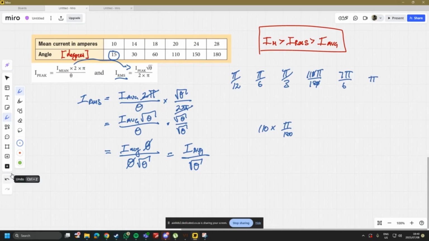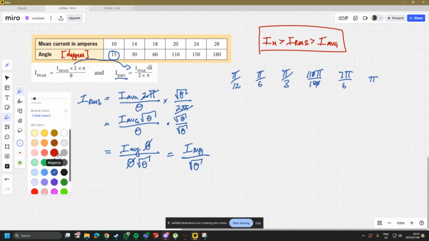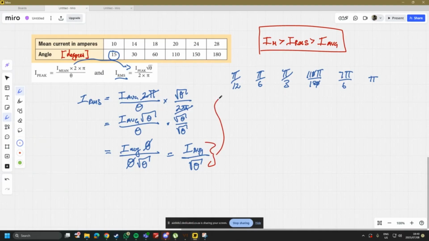So then you can go and calculate the current for each. I'm just going to use the formula that I derived here. I can just do that repeatedly for each situation. So that is our average current, which has been given to us on the top row. That is an average of 10 divided by the square root of pi divided by 12.